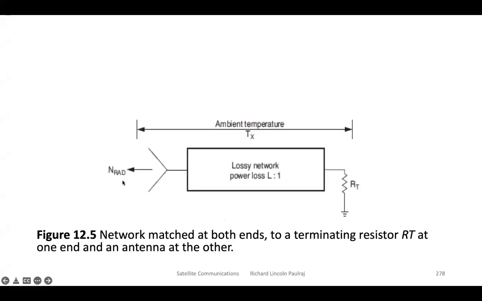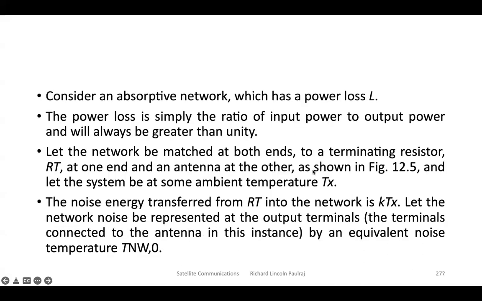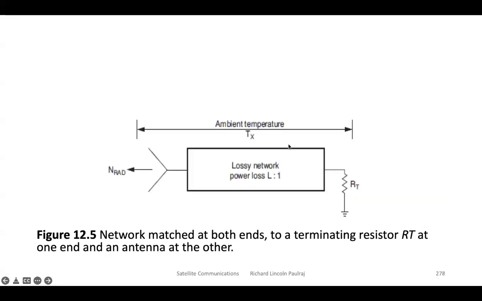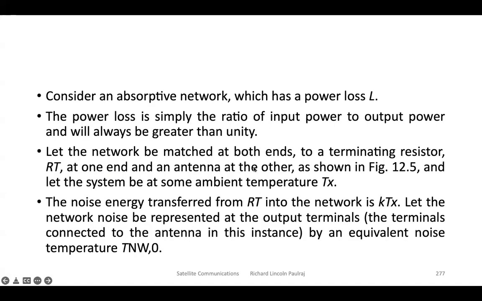Here you can see the radiated noise, and this is our lossy network. Power loss L, capital L, is to 1. This is the resistance with respect to temperature, and the ambient temperature starting from here to here. Let the network be matched at both ends to a terminating resistor. So this is our terminating resistor. We are trying to match the input side and the output side to make sure this is a matched network. And let the system be at some ambient temperature Tx.